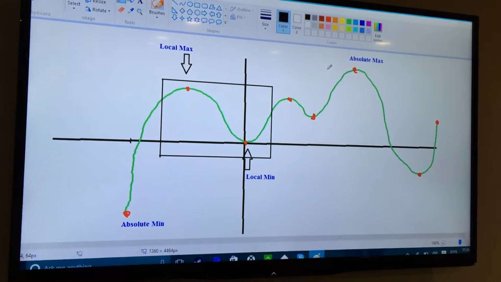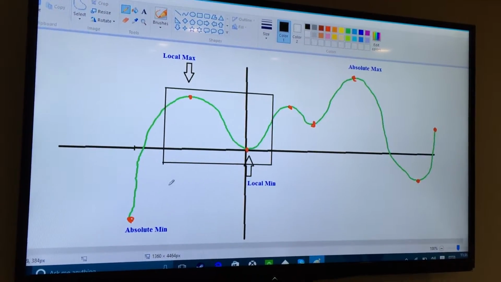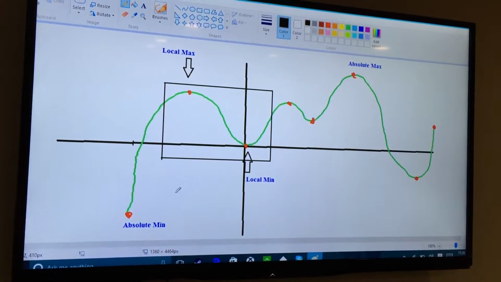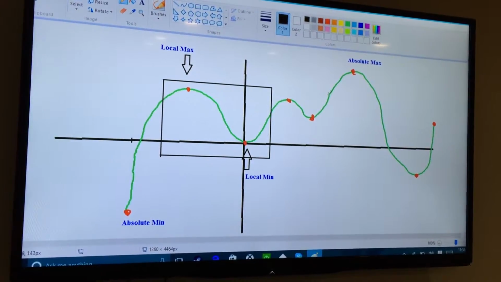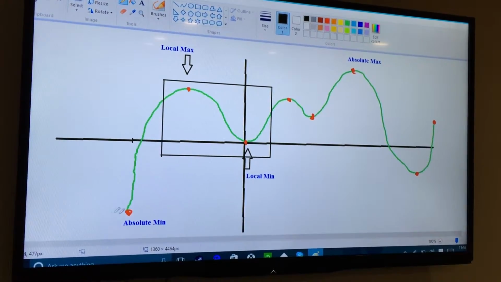You can see here on the function that we drew, this crazy function here, you have an absolute maximum here and an absolute minimum here. These basically represent the points on the function where it's at its highest and at its lowest points.